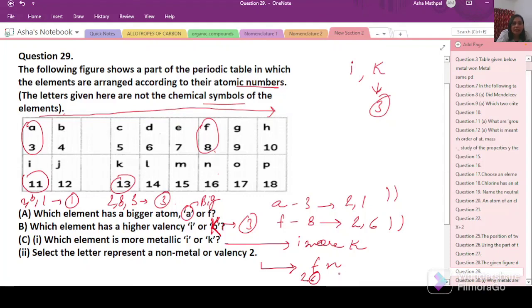And N is atomic number 16, 2, 8, 6. So again it needs 2 more electrons to complete its octet, and since it needs 2 more, it will gain. So again it is a non-metal. So out of F and N, you can write any one or both of them because they have valency 2 and they are non-metals.